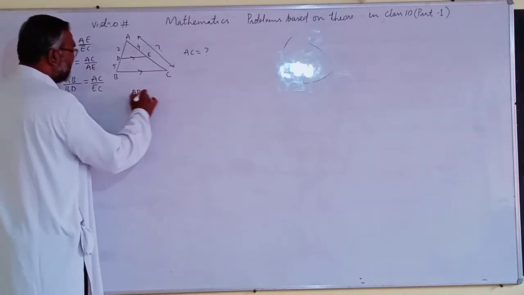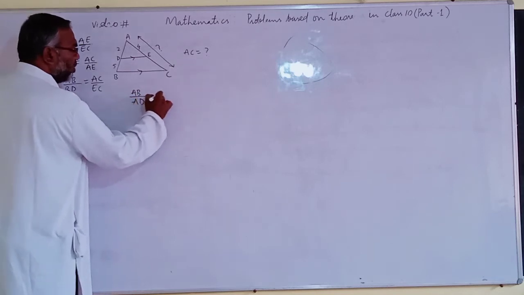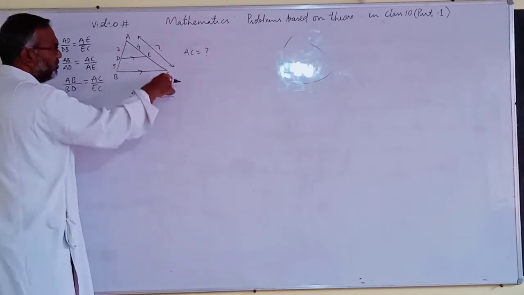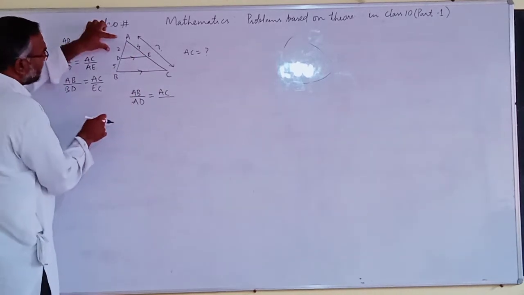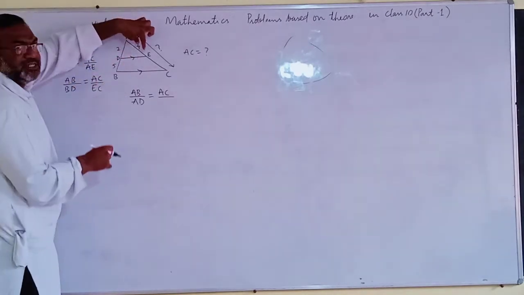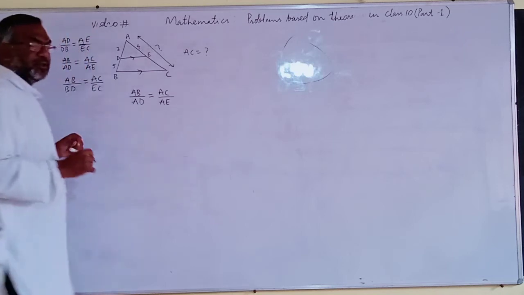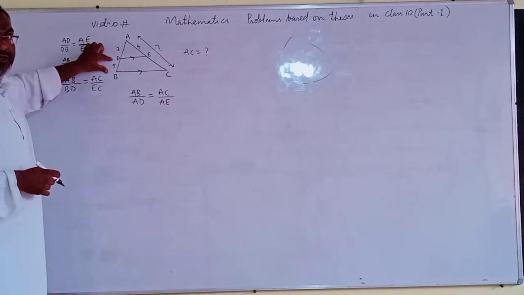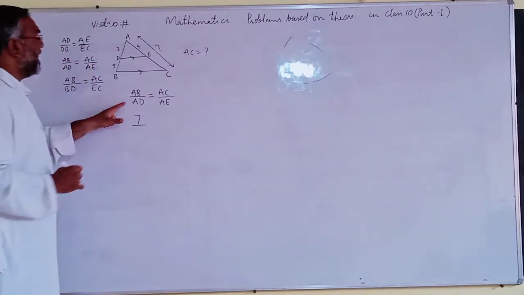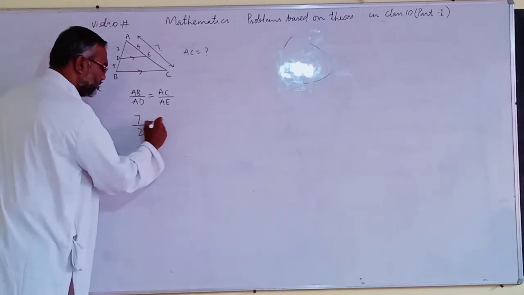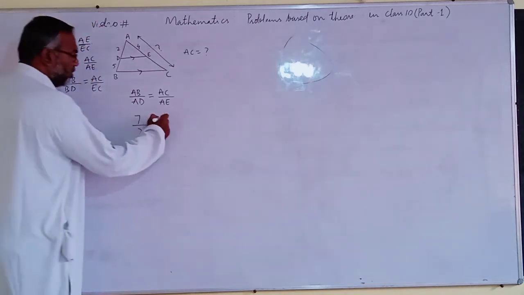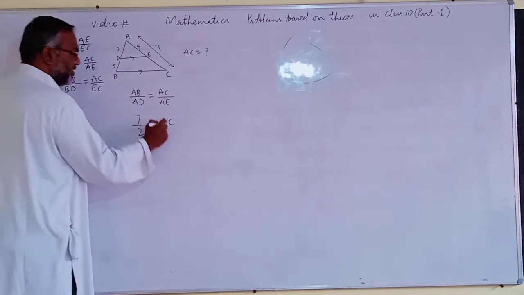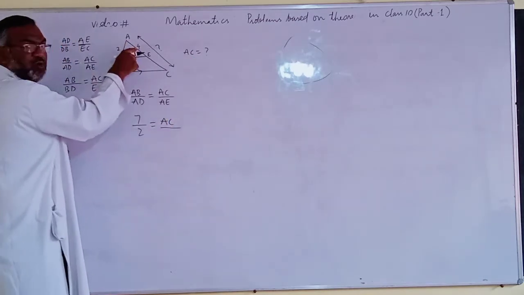AB divided by AD is equal to AC divided by AE. AB is full length, so AC will be full length. AD is the upper part here, so you have to take the upper part here, AE, right? Now AB, what is AB? Do we know the length AB? Yes, we know. 2 plus 5, that will be 7, divided by AD, which is 2, will be equal to AC, which we have to find, divided by AE. Do we know AE? Yes, it's 4.